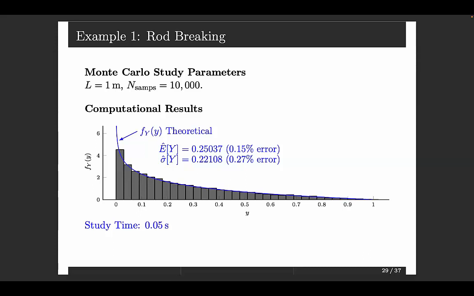So as you can see, very close, even with 10,000 samples. It only took about 5 milliseconds to run the study. Writing this simple script to do the Monte Carlo analysis and analyze the results was much easier and less time-consuming than doing the calculus.